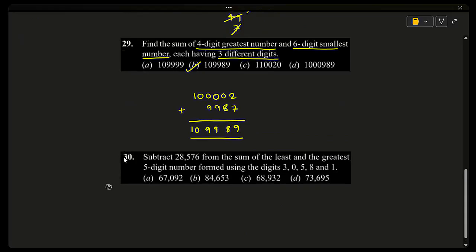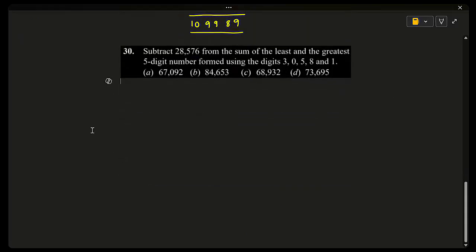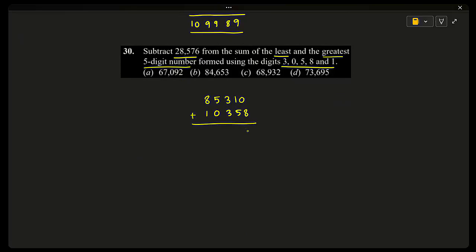Next question 30. Subtract 28,576 from the sum of the least and greatest 5-digit numbers formed by the digits. First, using the digits, I want to write the greatest 5-digit number. To write the greatest 5-digit number, we can start from greatest to smallest digits. 8, 5, 3, 1, 0. Smallest I want to write. I cannot start with 0, so I'll start with the next greater digit, that is 1. Immediately we can use 0. 3, 5, 8. We need to find the sum of these two, that is 8, 6, 6, 5, 9.